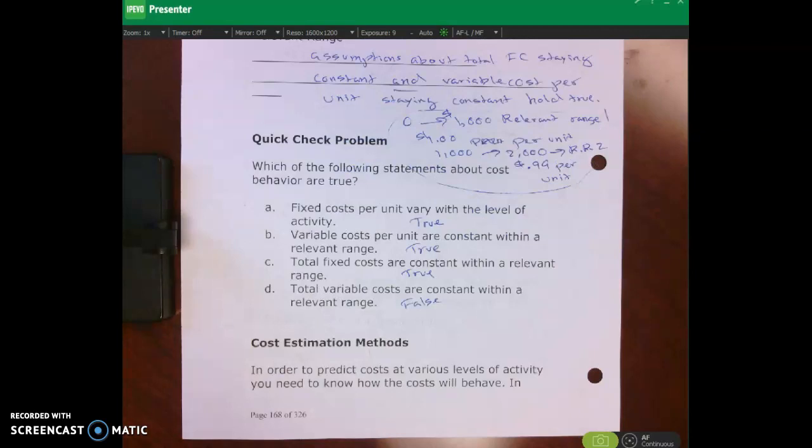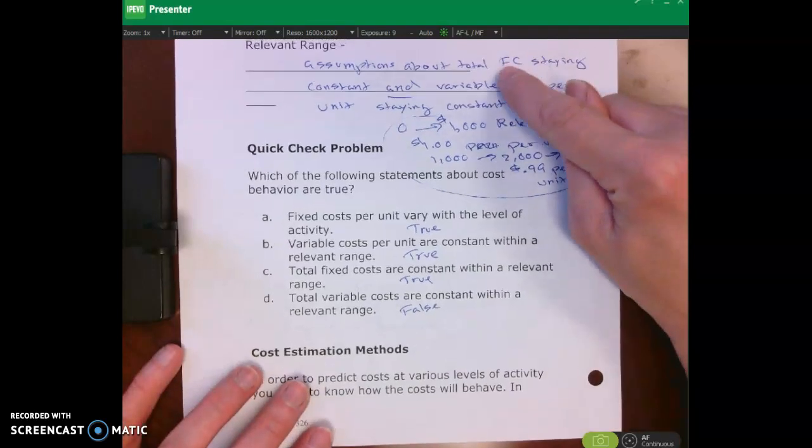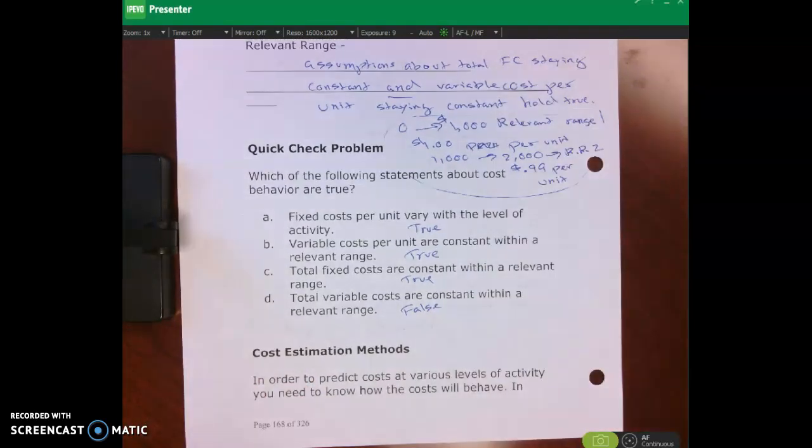Okay, so let's see how you did. Fixed costs per unit vary with the level of activity. Yes, that's true. Remember we talked about at the beginning of the chapter how fixed costs per unit decrease as activity increases. Remember I gave the example about rent per customer. As we have more customers, rent per customer goes down. Variable costs per unit are constant within the relevant range. Yes, that is our assumption right up here about the relevant range. We say our variable costs per unit stay constant.